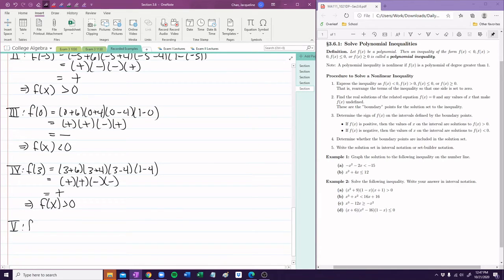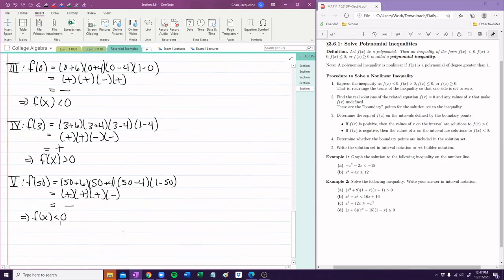Finally, let's test f of 50. So I have 50 plus 6, 50 plus 4, 50 minus 4, 1 minus 50. So I'm left with positive, positive, positive, negative. This is negative, so then f of x is less than 0.